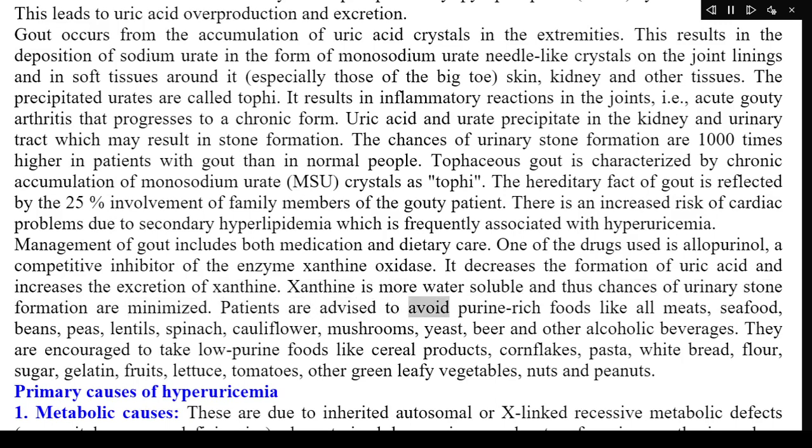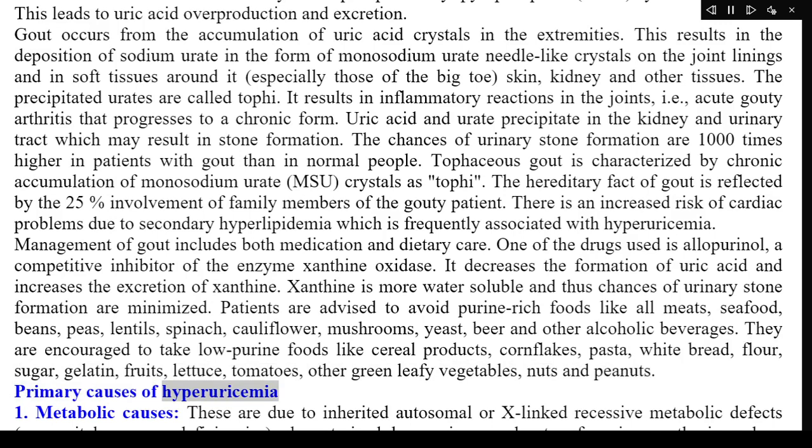Patients are advised to avoid purine-rich foods like all meats, seafood, beans, peas, lentils, spinach, cauliflower, mushrooms, yeast, beer and other alcoholic beverages. They are encouraged to take low purine foods like cereal products, corn flakes, pasta, white bread, flour, sugar, gelatin, fruits, lettuce, tomatoes, other green leafy vegetables, nuts, and peanuts.